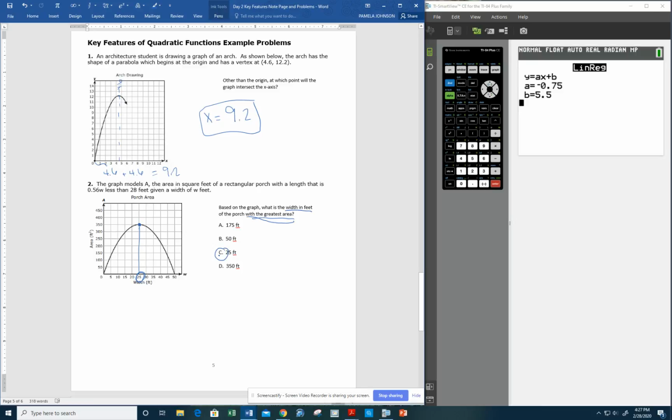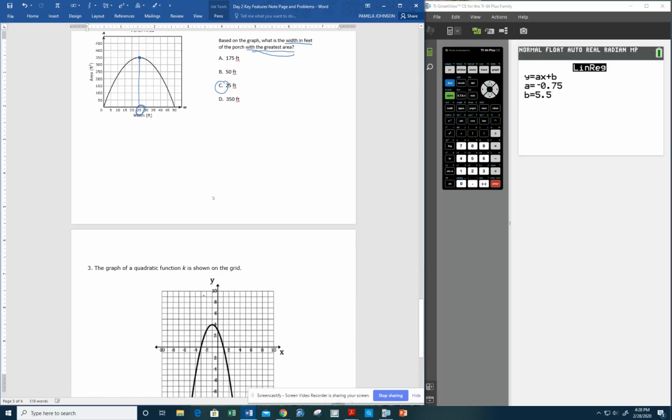Okay. Questions like this get missed because people aren't paying attention to what it's asking for. It's asking for the width at the greatest area, but a lot of times people are going to end up choosing the area and not the width because they're not reading the question. So make sure you're slowing down and you're reading the question.